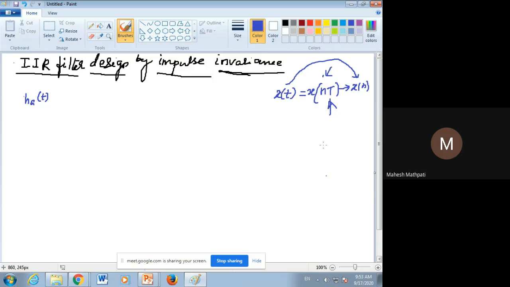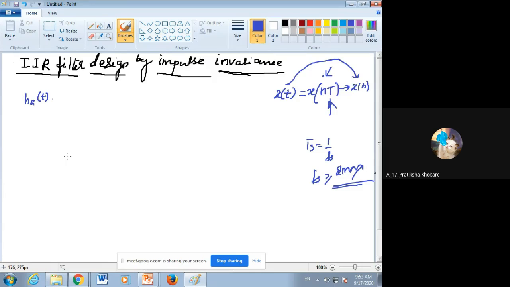That T, as we already discussed, satisfies the condition Ts equals 1 by Fs, where Fs is greater than or equal to 2 f max. This is our condition. Okay? So now likewise, what have you written here? What did you write? Anyone?